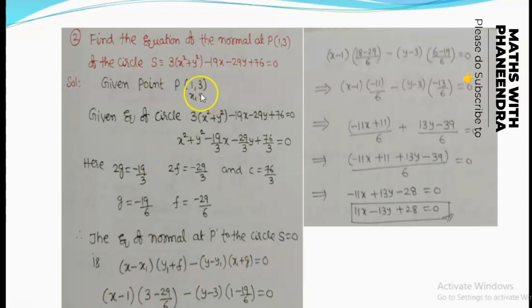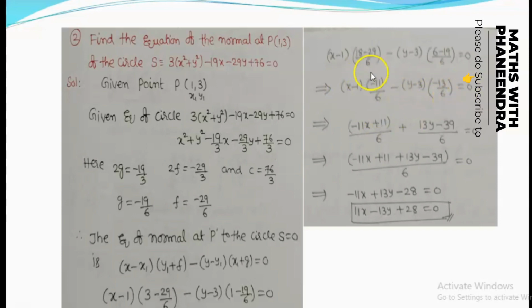So (x minus x1), the value is 1, into (y1 value is 3 plus f value is minus 29 by 6), so 3 minus 29 by 6, minus (y minus 3) into (x1 value is 1 plus g value is minus 19 by 6) equal to 0. Now we are going to the simplification. (x minus 1) into, after taking LCM, 18 minus 29 by 6, minus (y minus 3) into, after taking LCM for this term, 6 minus 19 by 6 equal to 0. So (x minus 1) into minus 11 by 6 minus (y minus 3) into minus 13 by 6 equal to 0.